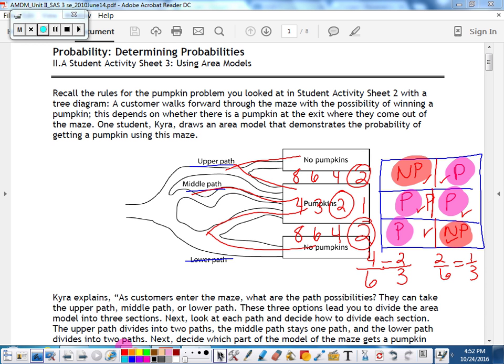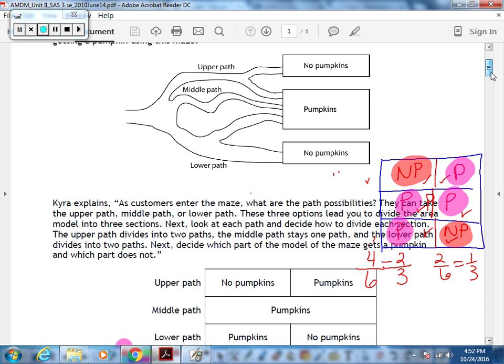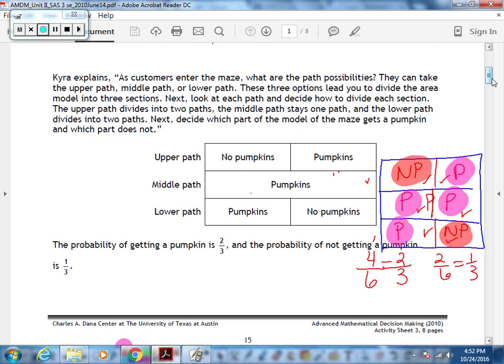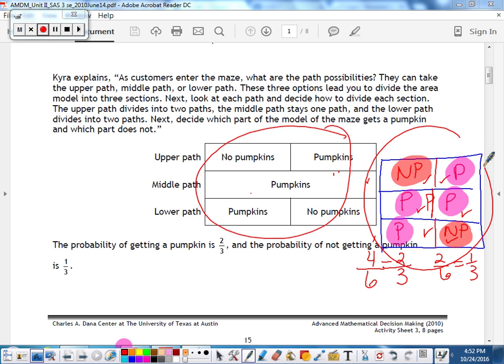This is where I was asking you guys to figure this out, because I wanted you to show me where these answers that they got were coming from. So they got these answers down here. Notice that this area model is the same area model we made here. And then this 2/3 is the same 2/3 we got here. And this 1/3 is the same 1/3 we got over here. So we're good to go.